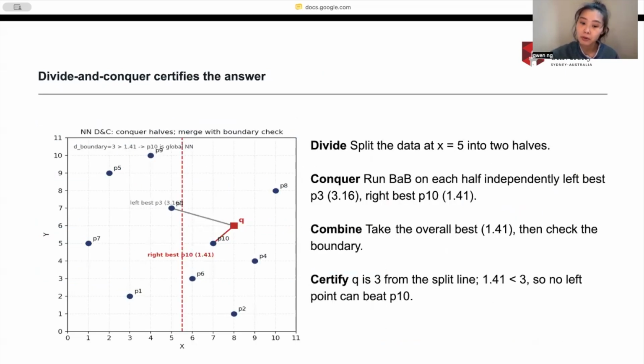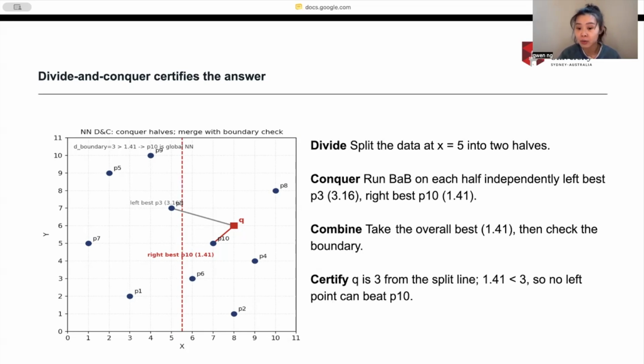The same problem also extends naturally to a divide and conquer setup, which is useful to run it in parallel. I split the data down the middle at x equals 5 and run branch and bound on each half independently. The left half gives us its best point at 3.16 and the right half gives us P10 at 1.41. I take the better of the two, that is 1.41.